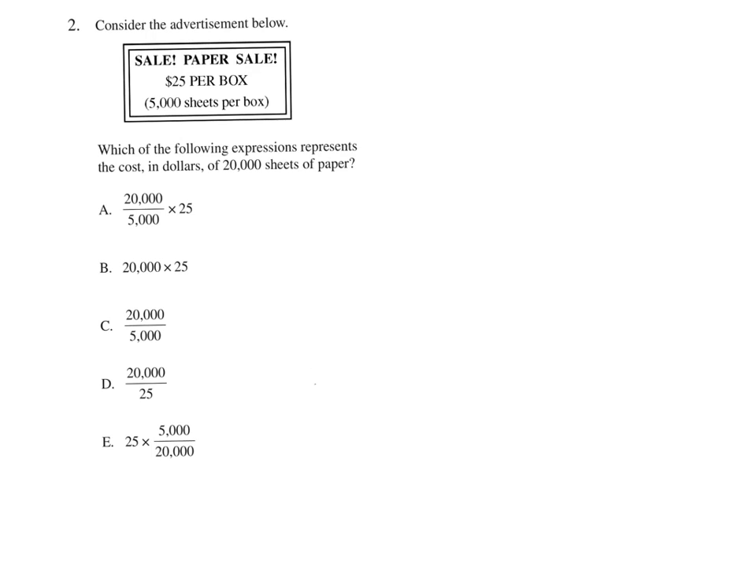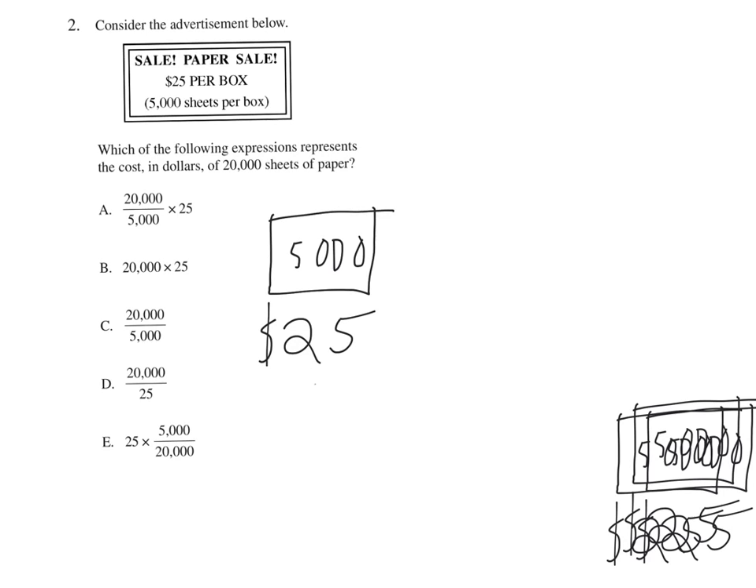1 box of paper is $25. And we know that in that box is 5,000. Okay, that doesn't look like 5,000. That looks like 500. Sorry about that, but you get the idea. What I have done, so that I don't have to draw this over and over and inflict even worse handwriting on you, is I've got some copies of this.